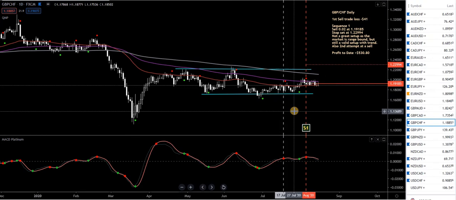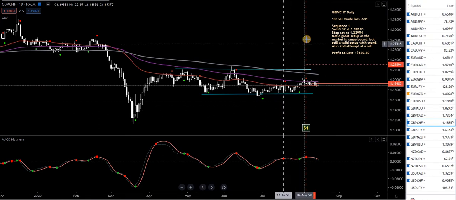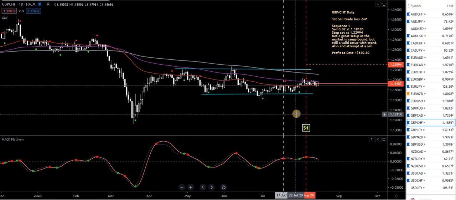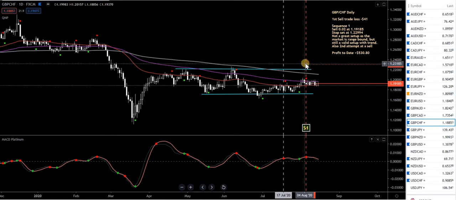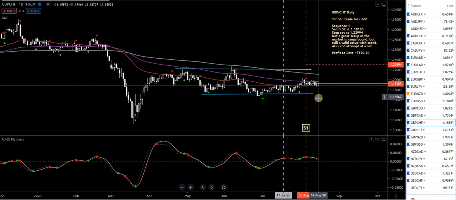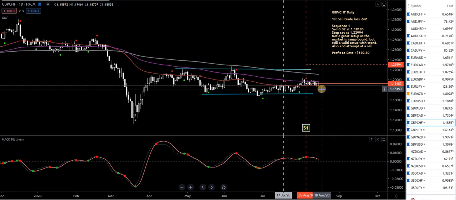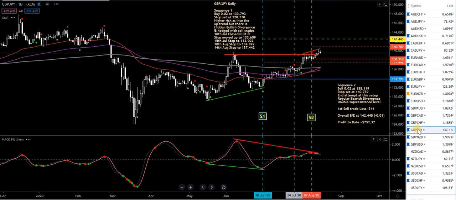Pound Swiss, another one, took an initial sell here, lost $41 on that one. A lot of losses. And there's a second attempt at it, stop in place up there, below the entry level at the moment, which is good, I guess, but not going anywhere fast. Pound yen, similar, again, got a partial buy here. So that's got a stop in place, so that's good, locking in some profit.